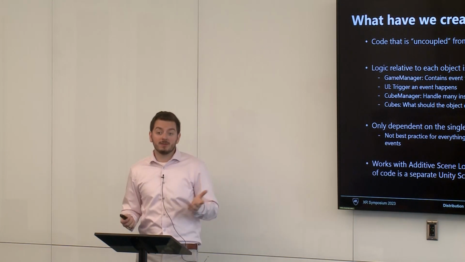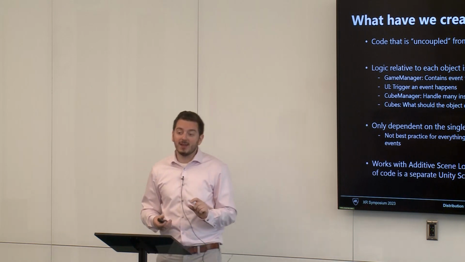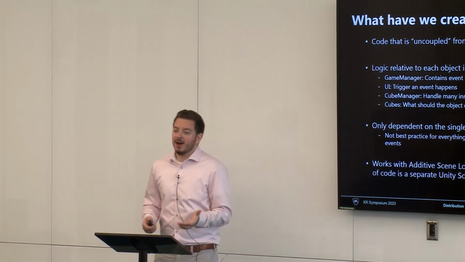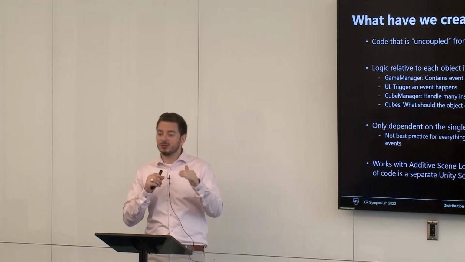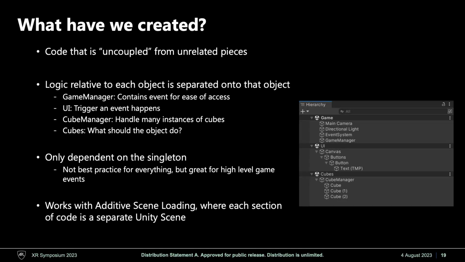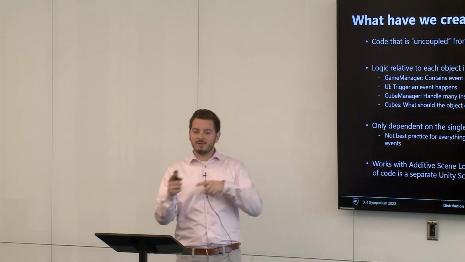So for those of you that might not be familiar with additive scene loading in Unity, especially when starting out, it's not always apparent that you can actually use multiple scenes at once. In the hierarchy on the right, we have a scene that has our camera, the light for the entire scene, and the game manager. But then we have a separate scene for the UI and a separate scene for the cubes. But all of these connect.